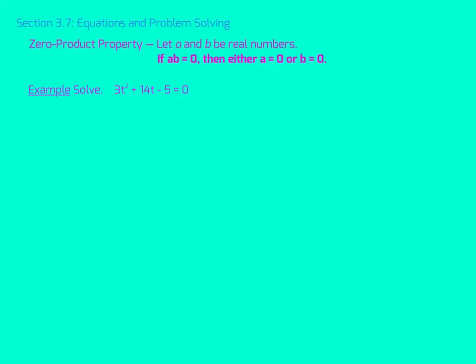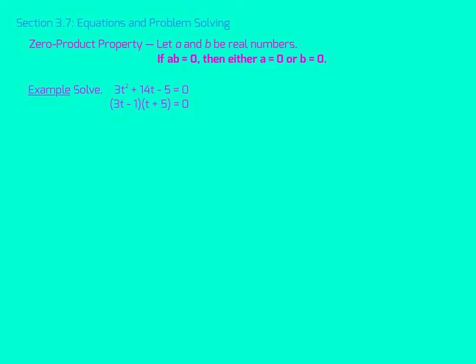What did we learn in 3.6? We learned how to factor trinomials into a product of two binomials. Why don't you go ahead, use the strategies you learned in section 3.6, and factor the left-hand side of this equation. Pause the video and unpause when you are ready to move on. Hopefully, you got that the left-hand side factors to 3t minus 1 times t plus 5.